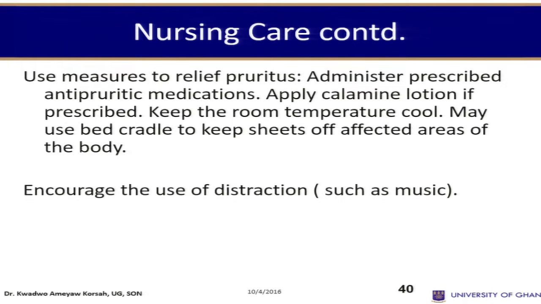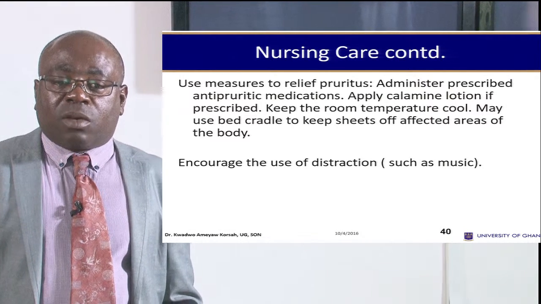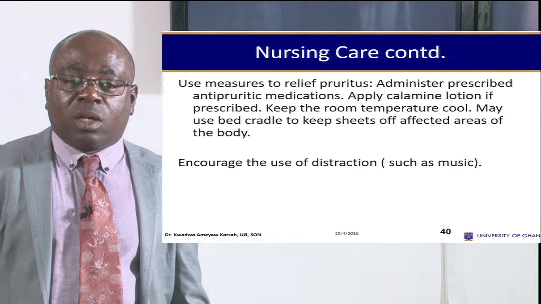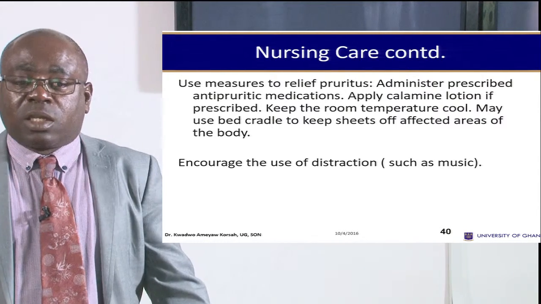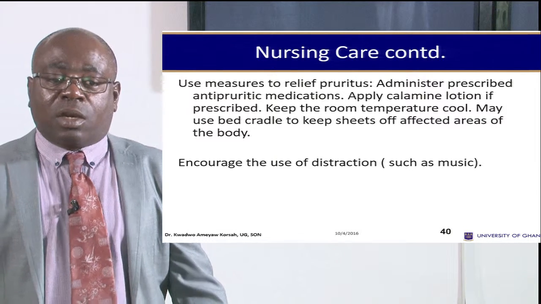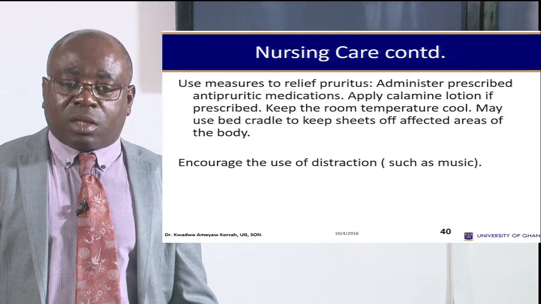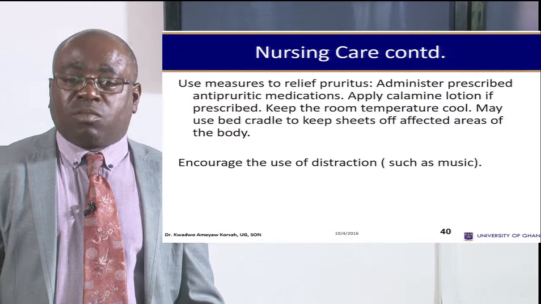We have to give antipruritic medications, and in some cases the commonest drug that we can use is calamine lotion if prescribed. Keep the room temperature cool. A cradle may also be used in cases where it's very severe, to keep heat off affected areas of the body. And a cradle we can use especially in children.